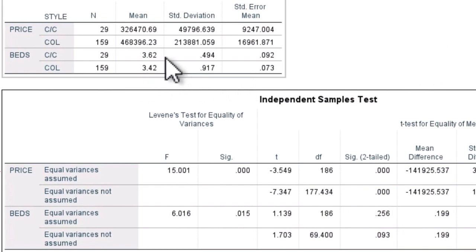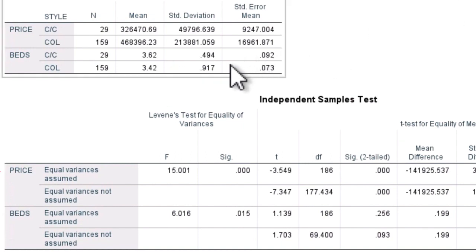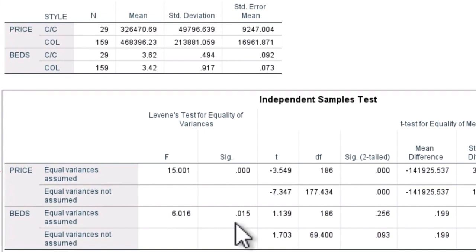So for number of bedrooms, though, it's a little muddier. Here you notice that there's very little difference: 3.62 versus 3.42 bedrooms. And their standard deviations are not that high. First, we look at what line to look at. We cannot assume equal variances because this is significant, which means that there is a difference between the variances. So we go to the second line and we come down here and we see, aha, 0.093 is the significance. You've got to reject that.